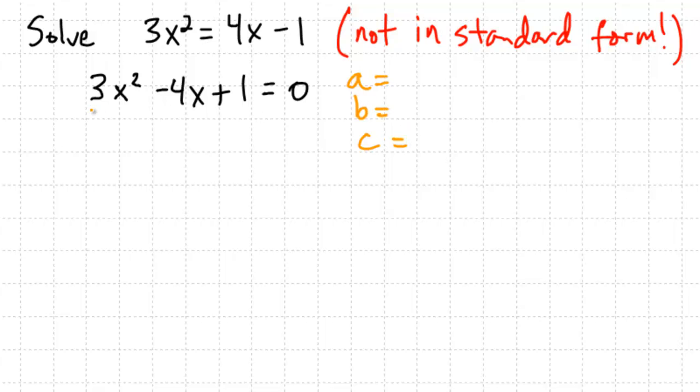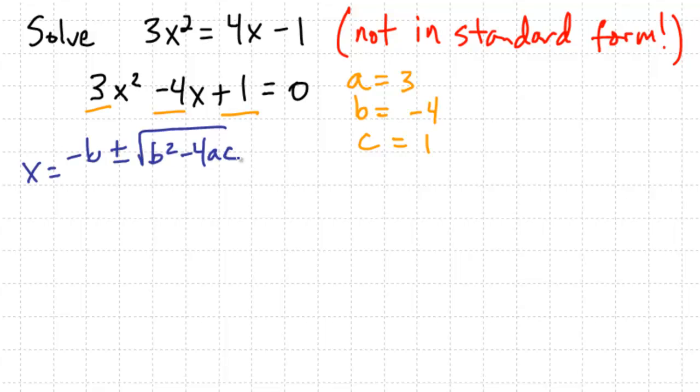A is the coefficient of x squared, so 3. B is the coefficient of x, so negative 4. Watch out there, it's a negative 4. And C is a positive 1. Alright, let's write down the quadratic formula. x is negative b plus or minus the square root of b squared minus 4ac all over 2a.